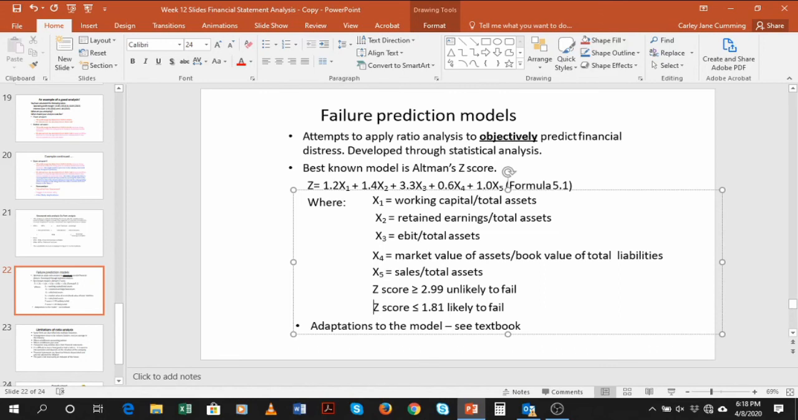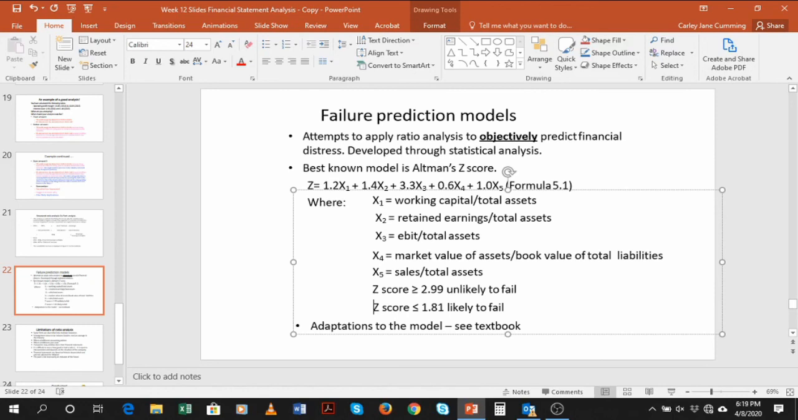There is a gray zone though if the Z-score has been calculated to fall between 1.81 and 2.99. So if the Z-score is in that gray zone, then we cannot really determine with accuracy whether the company will fail or succeed. So since this model has been developed, there have been adaptations to this model.